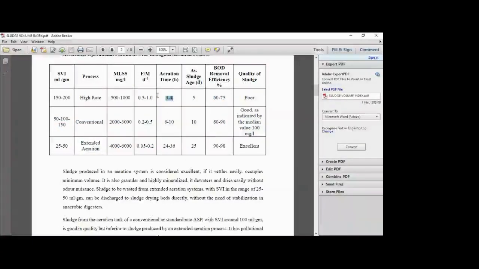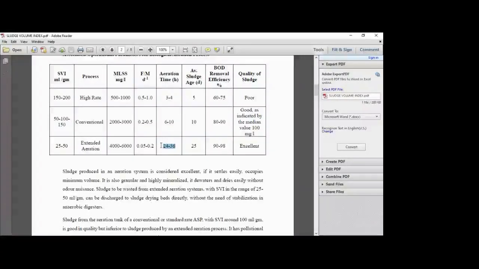So previously it was only 3 to 4 hours, but if the aeration is done for 6 to 10 hours, the VOD removal efficiency will increase and the quality of sludge will also increase. Here you can see it is extended aeration, right? So the aeration time will obviously be more, and because of that you'll be getting good quality sludge because of the extended aeration.